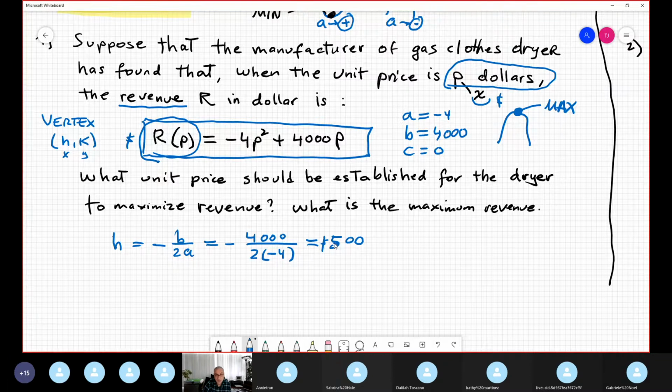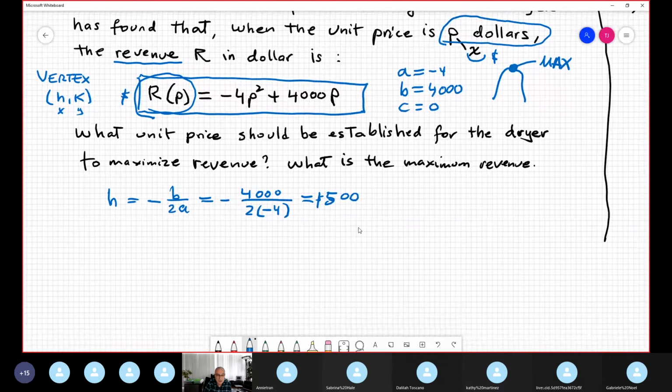In this problem, yes. So I need to establish the unit price at $500 if you want to obtain the maximum revenue. Okay, perfect. And what is the maximum revenue? You can find it by plugging 500 into the revenue. So you can put the revenue under the supposition that I established $500 as the unit price.